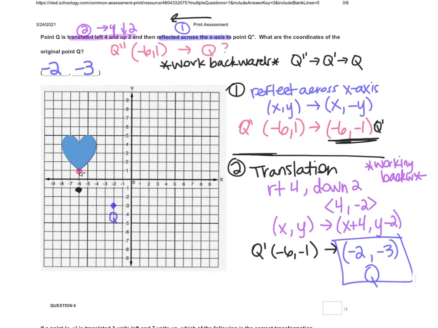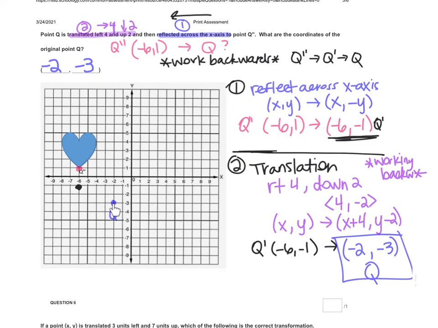If we did this correctly, starting here at q, following these directions in this order, we should end up at q prime. So if we translate left 4, 1, 2, 3, 4, and up 2, 1, 2, we should land at q prime. We did. And then when we reflect across our x-axis, so we're at -6, -1, we need to go up 1, okay, q double prime. So definitely be sure which way your question is asking you. Are you starting at the end and need to go to the beginning, or are you working in the other way? Okay.